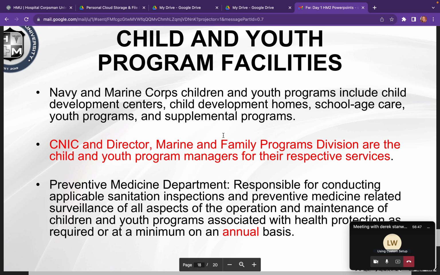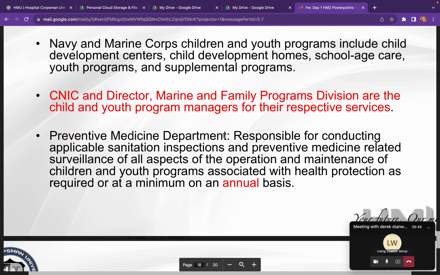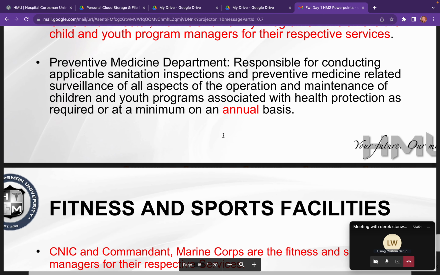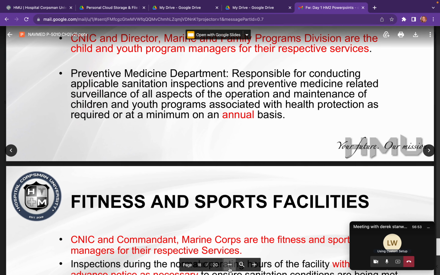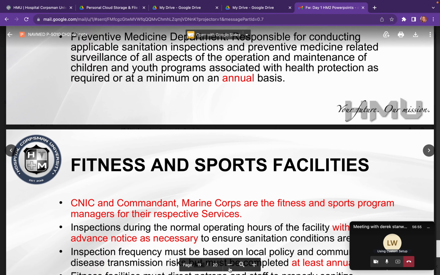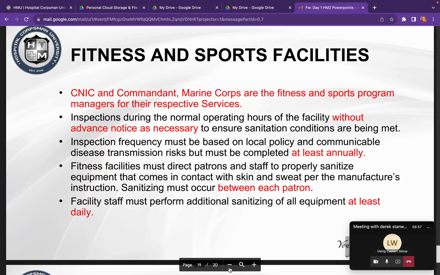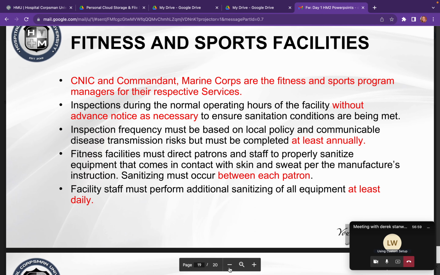Just remember that those are going to be inspected on a minimum annual basis. So CNIC owns Navy CYP. Cool. Fitness and sports facilities, so that's going to be like your gyms that's here, your gym that's over at Building 3. Any gym, those are going to be inspected by us as well.